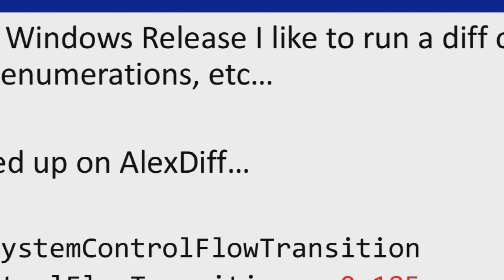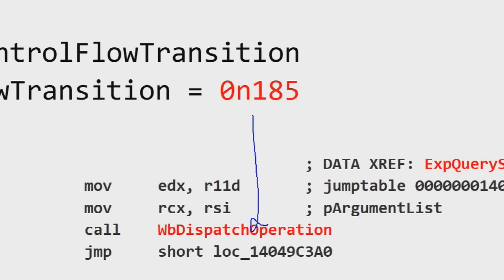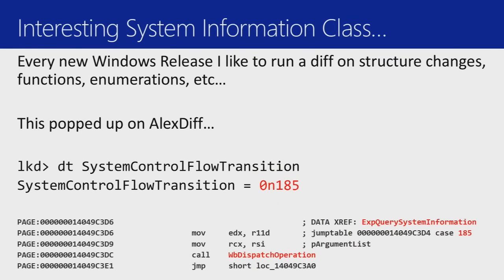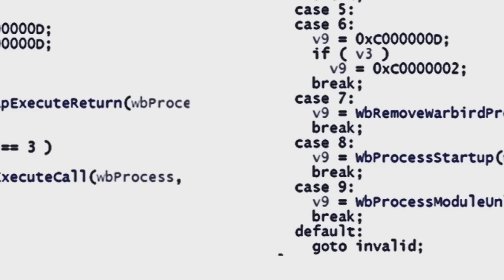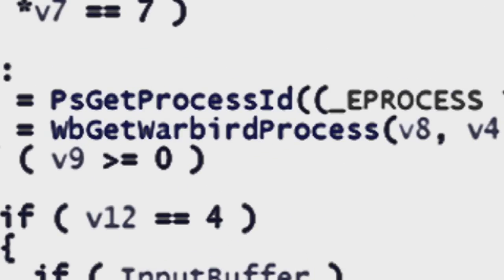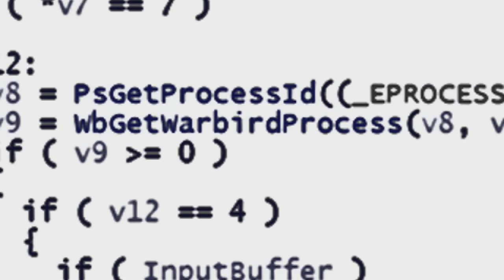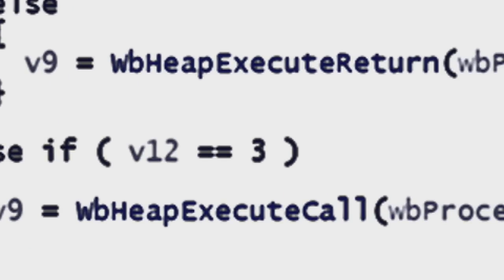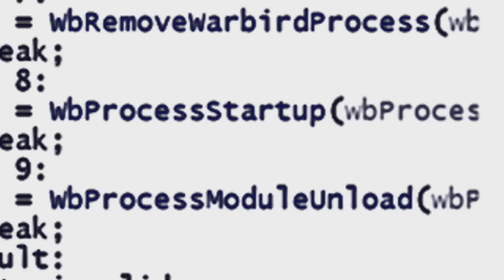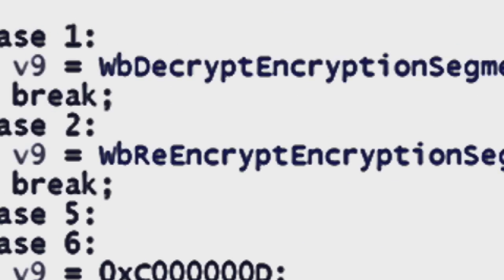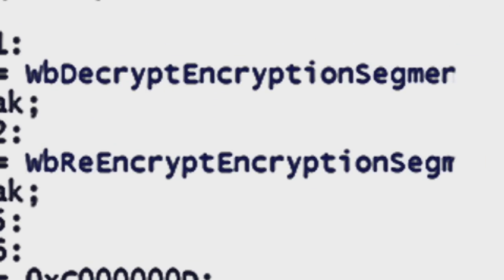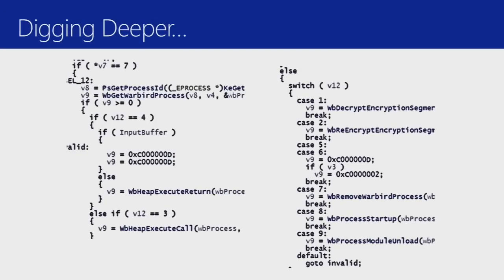And I saw a call to a function called WB dispatch operation. And I had never seen functions with WB in the kernel. So I went to look in a little bit more detail. What kind of WB functions are there? And of course, as soon as I go in that function, the first thing I see is WB get warbird process. And then I see WB heap execute return, WB heap execute call, WB remove warbird process, a lot of interesting warbird functions. And I said, oh my God, they put DRM in the kernel.